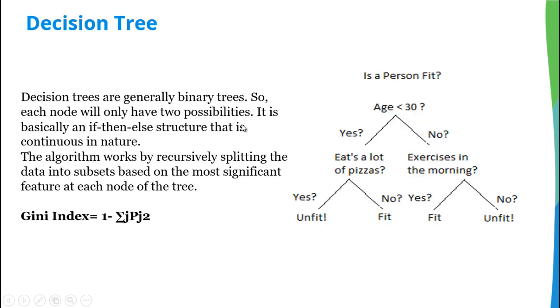We have decision trees, which are generally binary trees. Each node will only have two possibilities. It's basically an if-then structure that is continuous in nature.